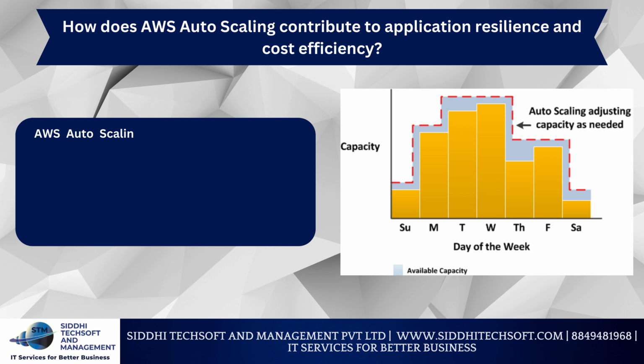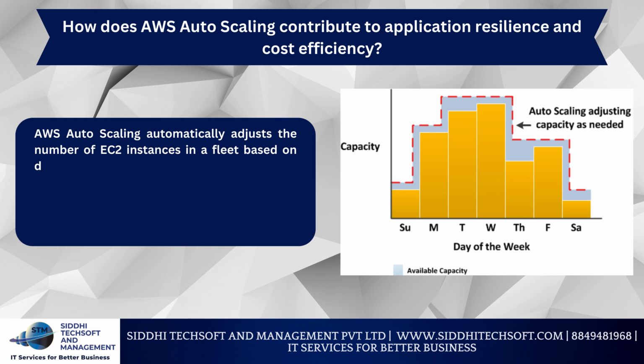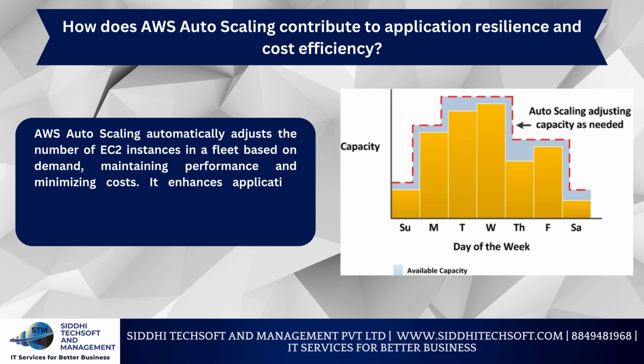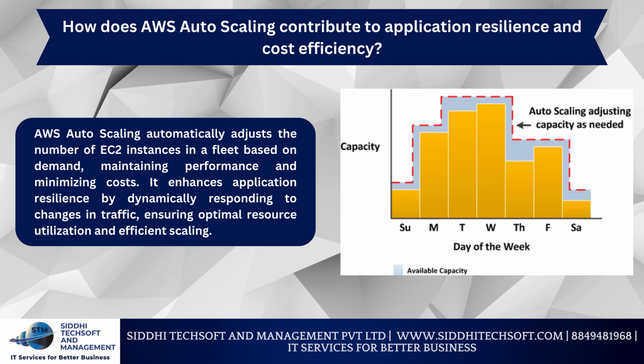How does AWS auto-scaling contribute to application resilience and cost efficiency? AWS auto-scaling automatically adjusts the number of EC2 instances in a fleet based on demand, maintaining performance and minimizing costs. It enhances application resilience by dynamically responding to changes in traffic, ensuring optimal resource utilization and efficient scaling.